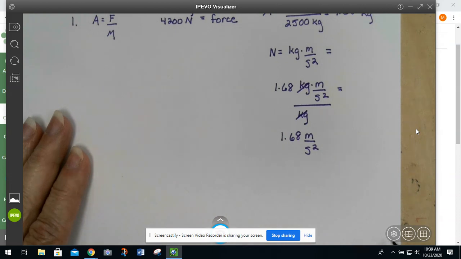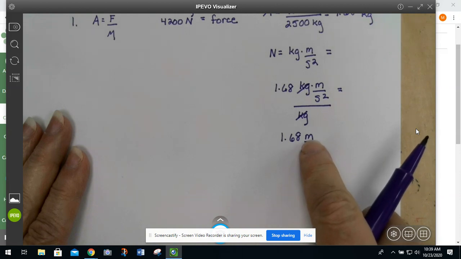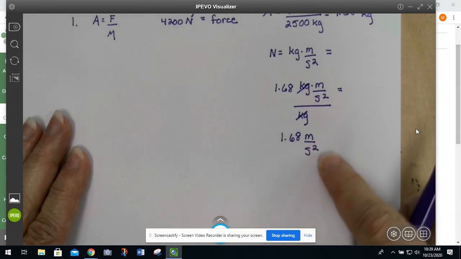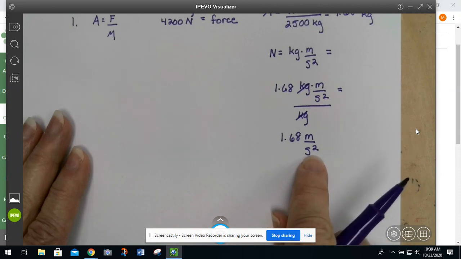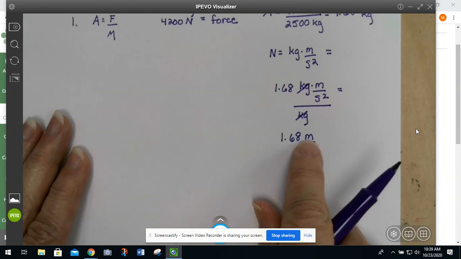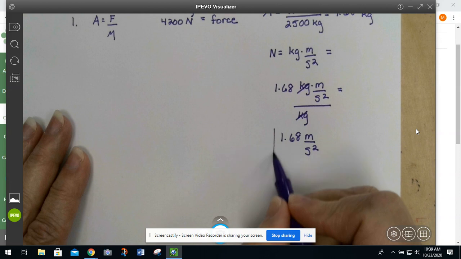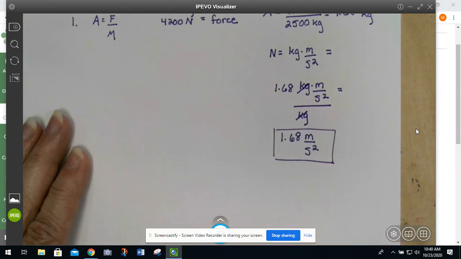Okay. So in all of the problems we're going to do in 8th grade, your acceleration will usually be in meters per second squared. This is a distance and this is a time. So this is telling me that every 1 second, the average acceleration on this object, it's going 1.68 meters per second faster, okay? So this is the final answer to number 1, all right?